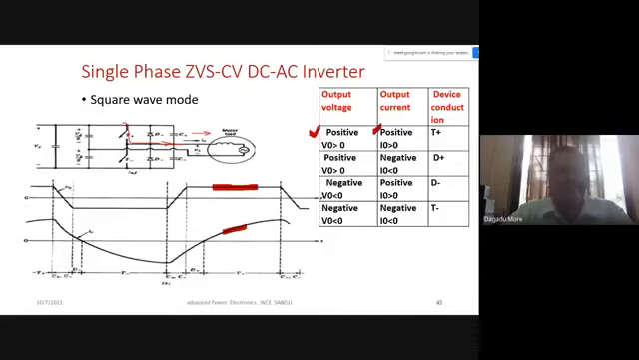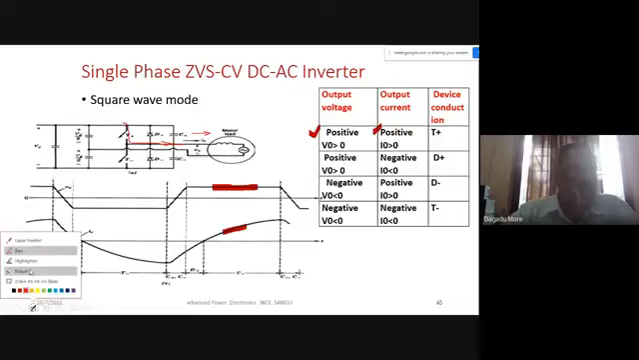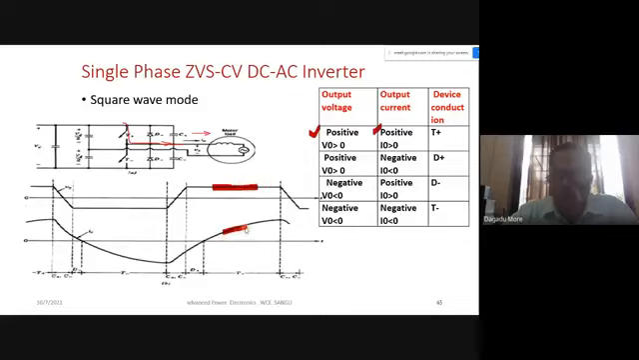Is it clear? So whenever both output voltage is positive and current is positive, then the upper T plus device has to conduct, so that the motor point will be connected to plus Vd by 2, and this voltage will appear as the output voltage at positive output voltage.